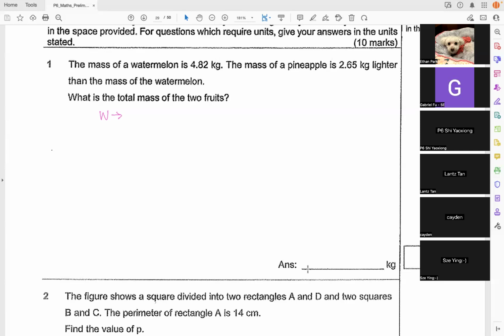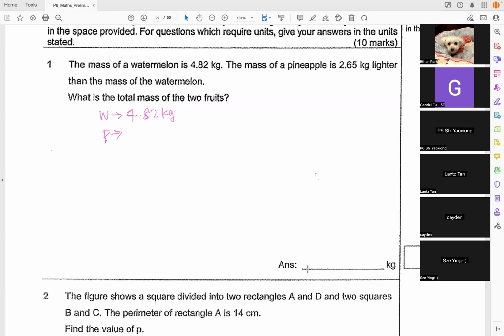4.82. And the mass of a pineapple is 2.65. So when you record, you need not put the units. If you want to put the units, you make sure everything is written with units. Otherwise, don't put any units.